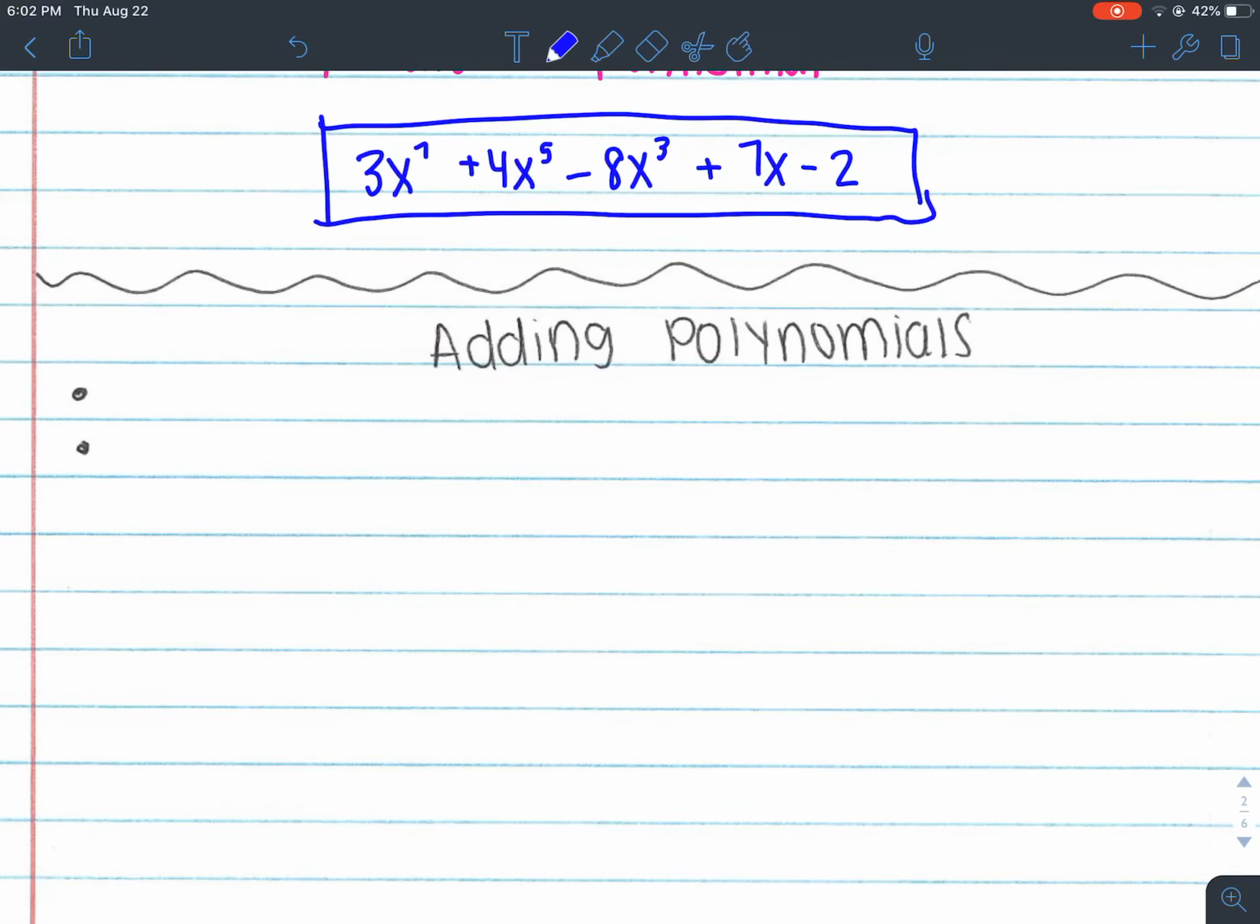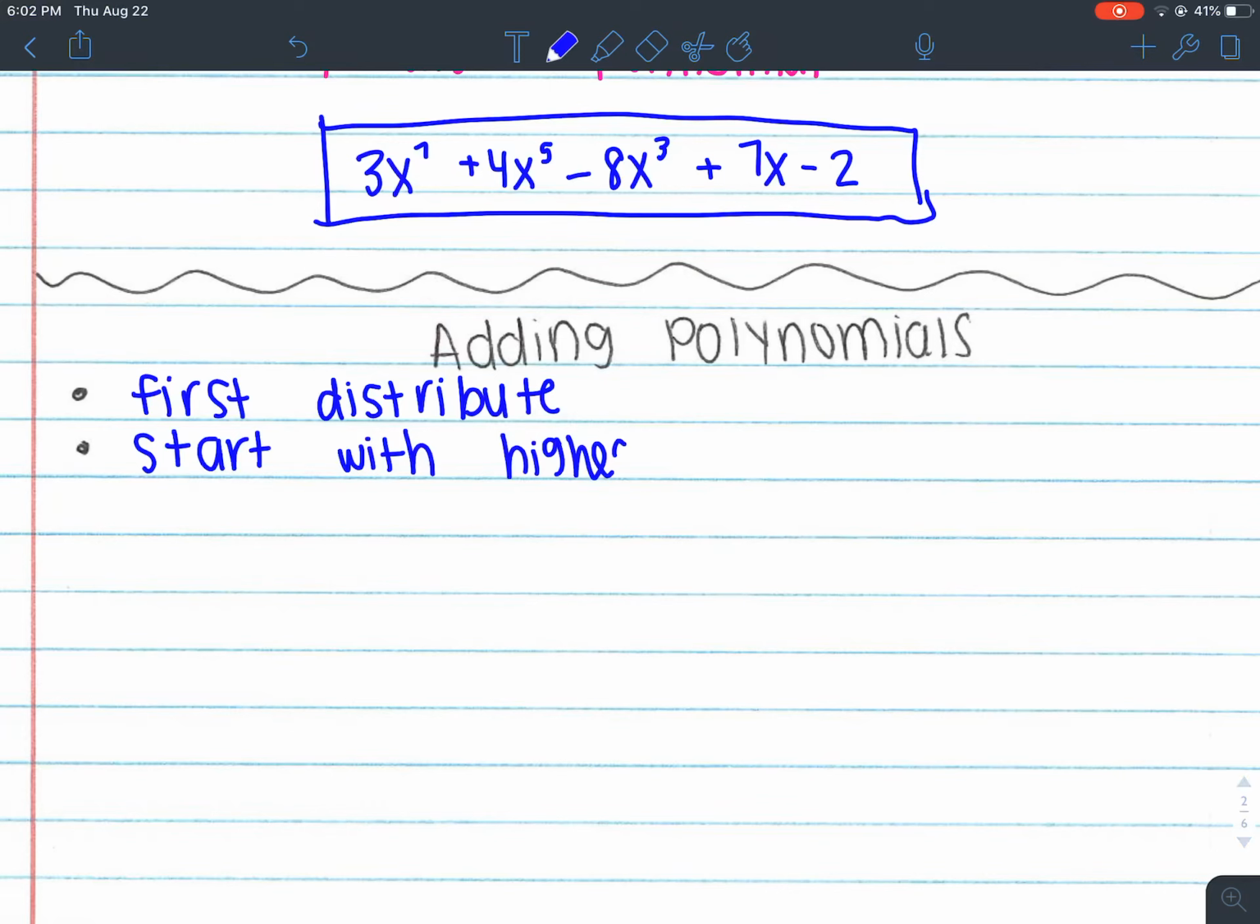All right, so for adding polynomials, we're going to have 6 examples, I believe. 1, 2, 3, 4, 5, 6 examples. And there's really only 2 steps to adding polynomials. So the first thing you always want to do is first distribute. Okay, the next thing you're going to do is start with the highest power. And actually, I'm even going to change it and say highest exponent so that we know exactly. So exponent and power are sort of the same thing. Right, so instead of saying x squared, I can say x to the power of 2.